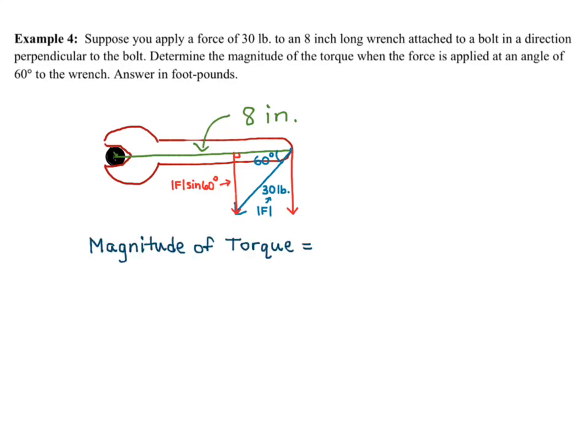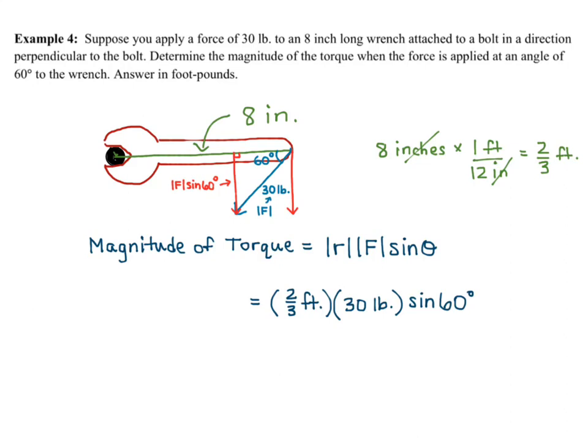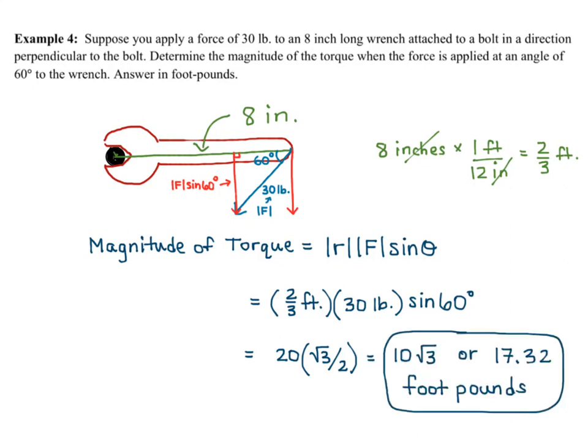So now the magnitude of the torque, we're going to use the formula. First of all, we need R to be in feet because we want foot-pounds. So I'll do 8 inches times 1 foot over 12 inches. Gives me 2/3 of a foot. So I'll have magnitude of R, magnitude of F, times sine theta. So 2/3 of a foot times 30 pounds times sine 60 equals 20 times square root of 3 over 2. So I get 10 square root of 3, or 17.32 foot-pounds.